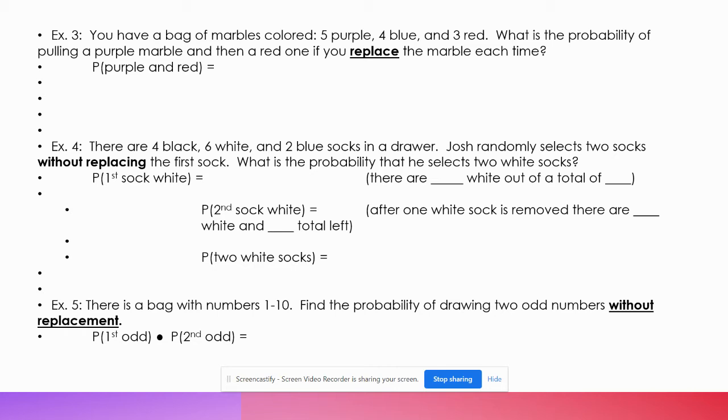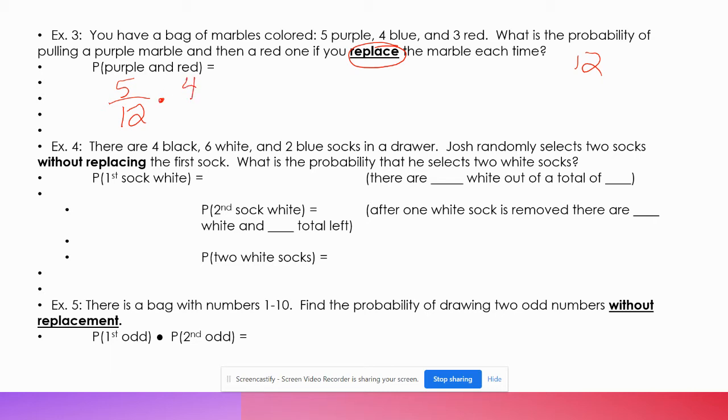You have a bag of marbles. So this is where I'm starting to think, okay, dependent versus independent. And I notice here that we have bold and underlined the word replace. So that means we pick it out of the bag, we look at it, and then we put it back in. So we have 5, 4, and 3. We have to add those together to know how many total marbles are in the bag. There's 12 marbles. 5 plus 4 plus 3 is 12. So there's 5 purple marbles out of 12.